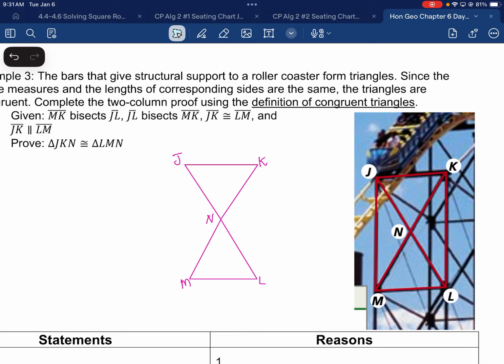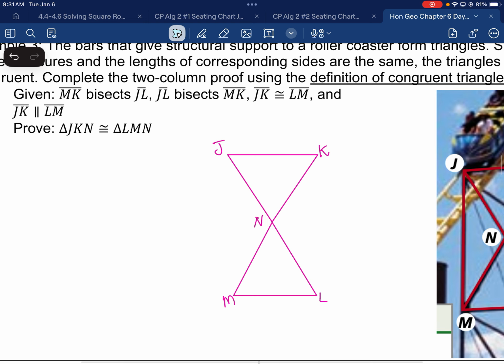So let's start with our given information. MK bisects segment JL. It's written in a little bit of a different way than the last one was. What does that help you mark? Segment MK, right here, bisects segment JL. That only helps you mark one pair of congruent sides. What would the congruent sides be if MK is bisecting this segment? What's that help you mark?